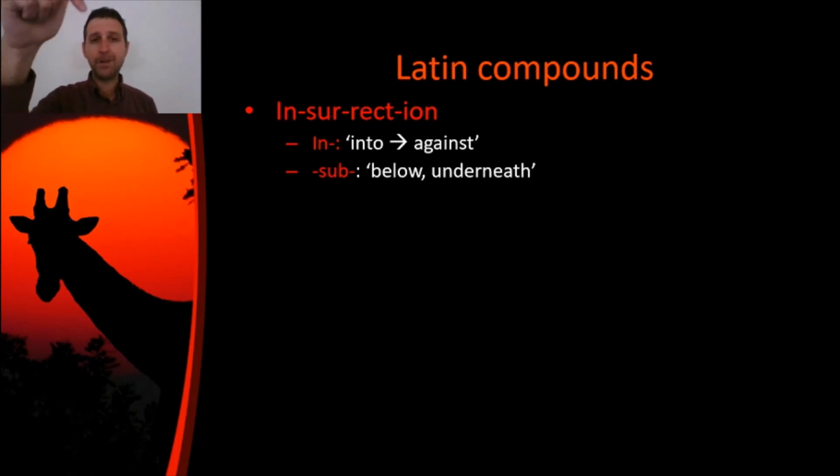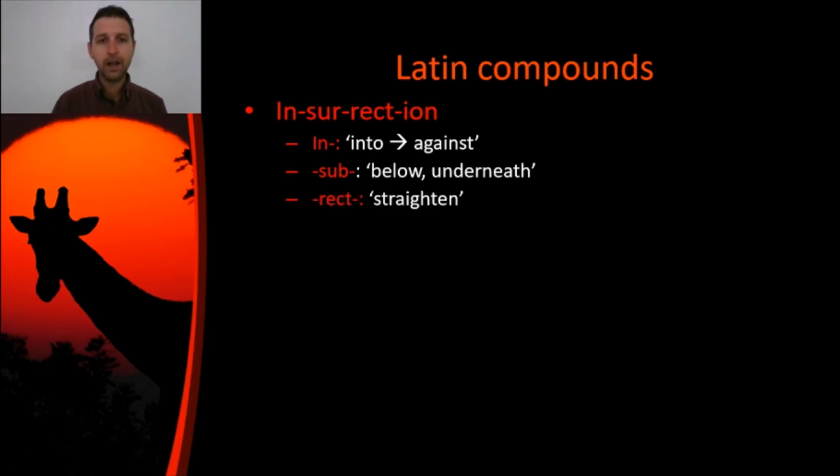A similar thing is happening here where that B is becoming an R before the R. It's a process of assimilation, just like we saw with Cor-rect being Cor-rect after the process of assimilation happened. So the sur part is sub. Then we have rect, which of course means to straighten, and then the shun ending, which would have been ti-o in Latin before French palatalized it, is just a noun ending there.